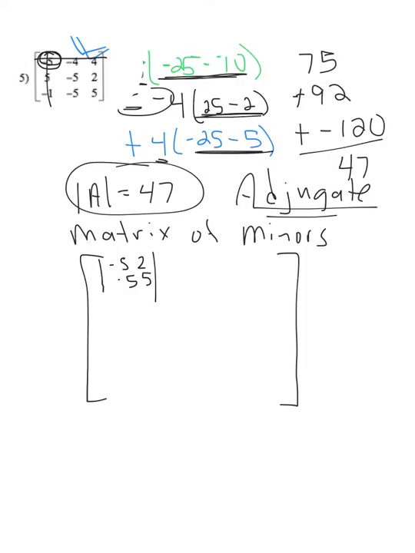Then I'm going to move on to the next one with the -4, get rid of those. That's going to leave me with 5, 2, -1, and 5. Then I'm going to get rid of that one and get the minor for this one. So getting rid of those two leaves me with 5, -5, -1, and -5. Okay, getting rid of that one.